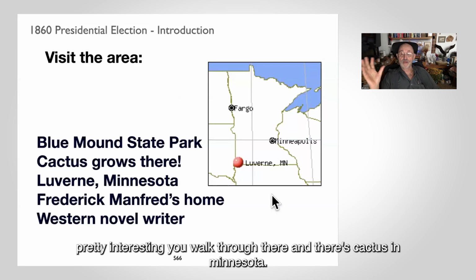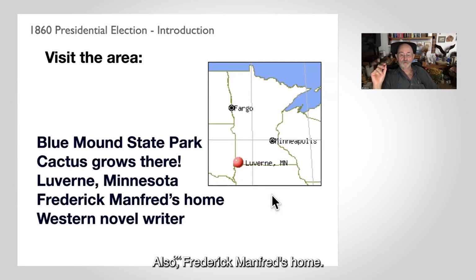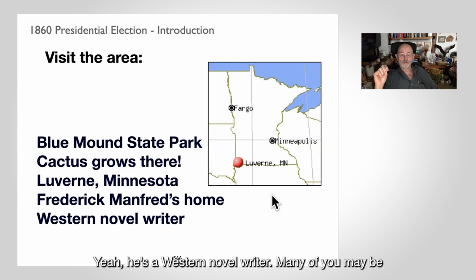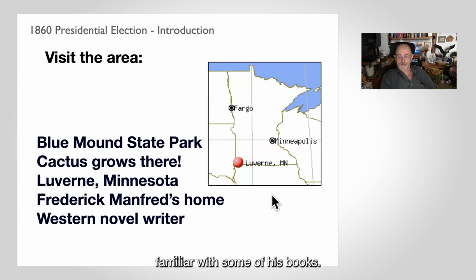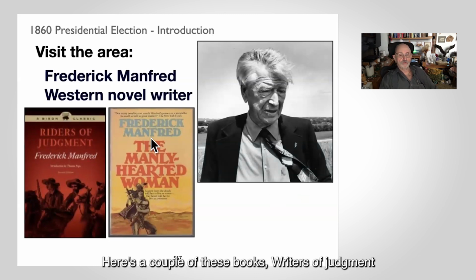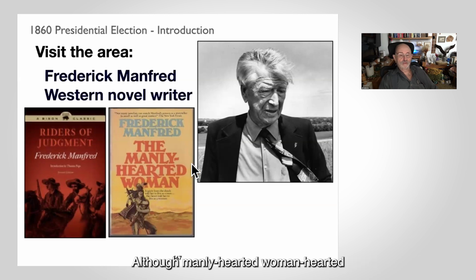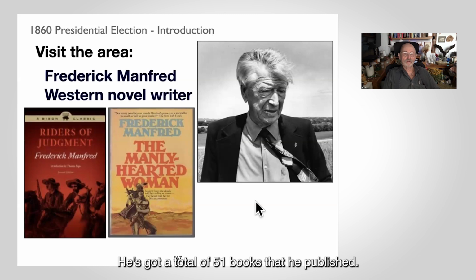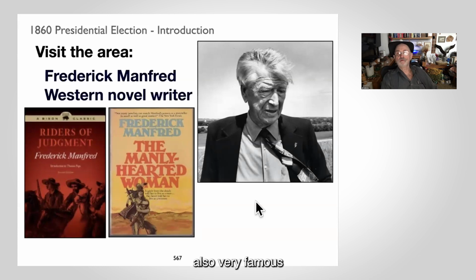Pretty interesting. You walk through there and there's cactus in Minnesota. Also, Frederick Manfred's home. He's a Western novel writer. Many of you may be familiar with some of his books if you read novels about the Old West. Here is a picture of Manfred. Here's a couple of these books, Riders of Judgment, The Manly Hearted Woman. He's got a total of 51 books that he published with this Western novel theme. And his house is a site there in that Jeffers petroglyphs area. So you can visit his house. Also, very famous Minnesota novelist among people who read about the Old West.